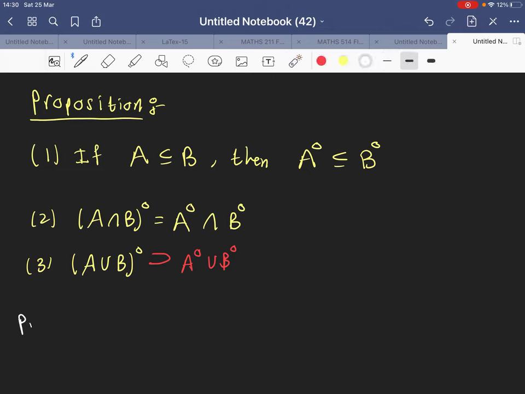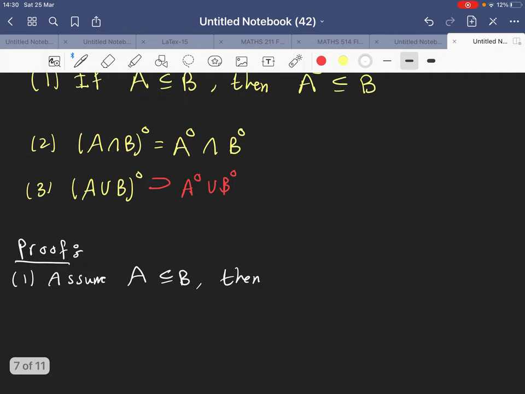We want to prove that statement, and in order to prove it, we will assume A is a subset of B. Then we will look at the interior of A, which is the union of all open sets U, where U is open and U is a subset of A.